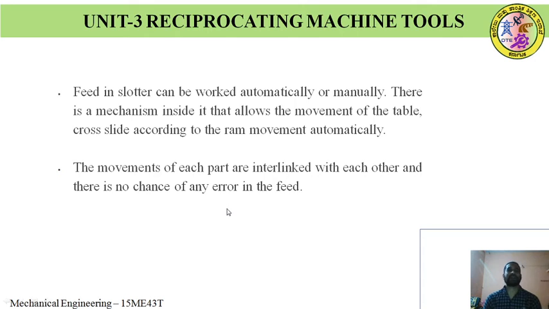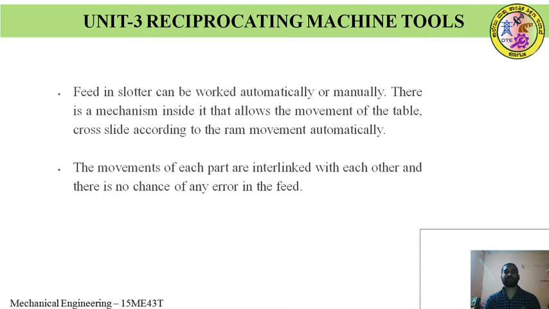The feed in a slotter can be worked automatically or manually. There is a mechanism inside that allows the movement of the table and cross slide according to the ram movement automatically. Some mechanism is provided below the cross slide for the automatic movement of the table according to the movement of the ram. If it is not there, then you have to move the table manually for cross feed and longitudinal feed.